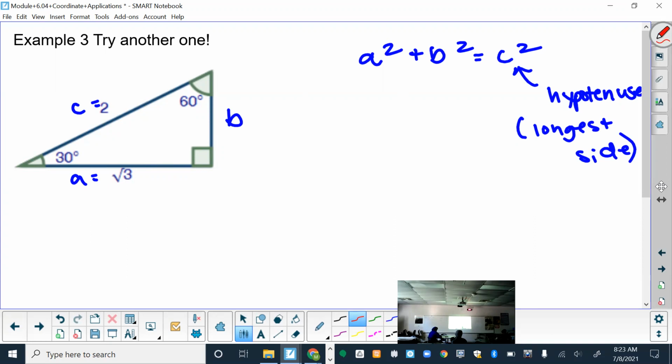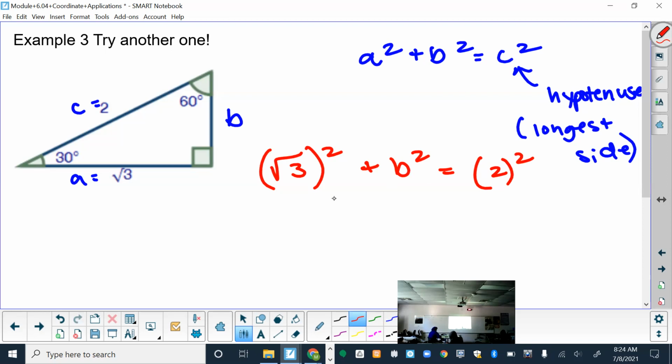So plug it into the Pythagorean theorem formula. We have a squared, so my a value is the square root of 3, plus b squared, which we do not know the value of, that's why it's still b, equal to c squared. You don't want to put the square root of 3 in your calculator and make it a decimal because that wouldn't be exact. That's why I left it like this.